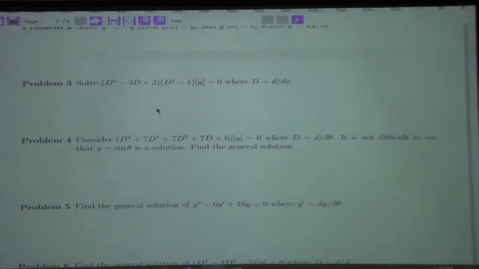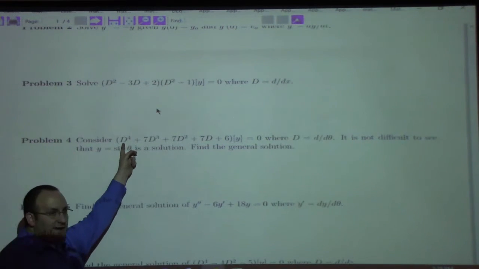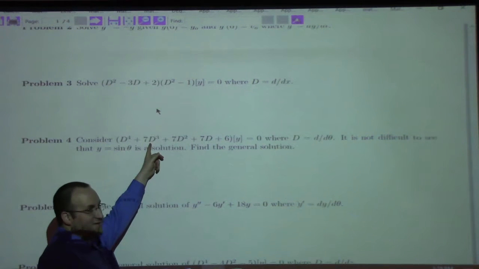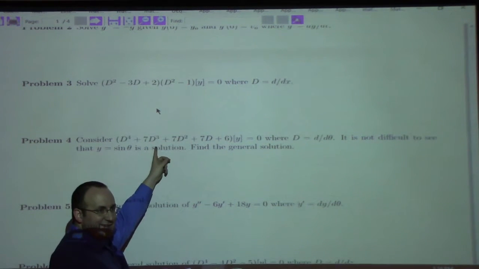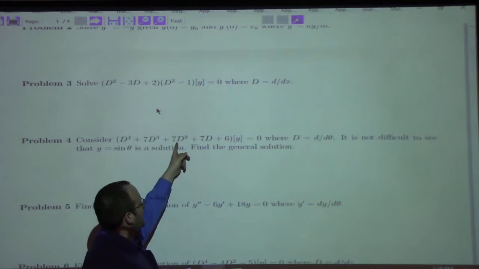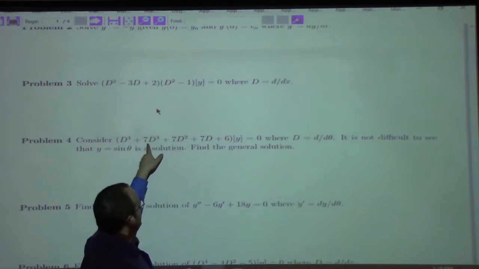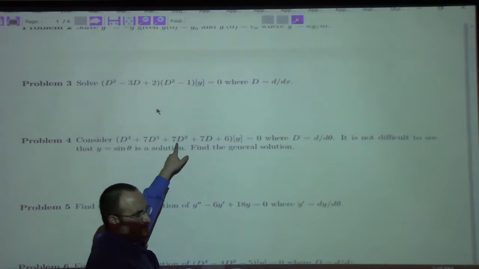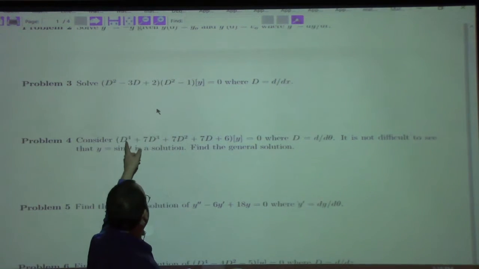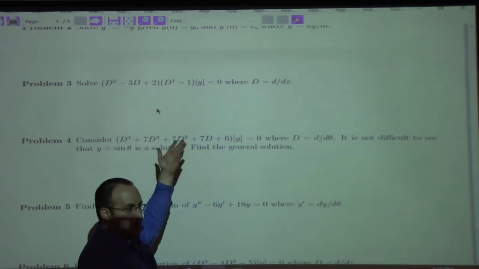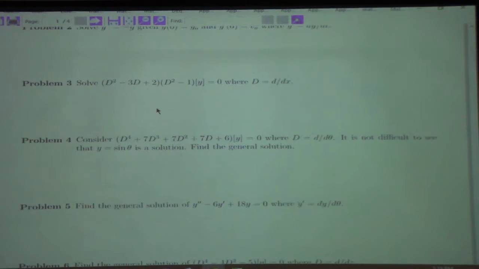We can easily check, right? I said it's easy to see that that's a solution. Can you see it? Differentiate sine 4 times. What do you got? Sine. Differentiate sine 3 times. What do you got? Negative cosine. This is negative sine. This is 7 cosine. So this and that cancel. This gives us, what did you say? Minus 7 sine. So this is sine minus 7 sine plus 6 sine, 0, right? So it looks like I'm okay.